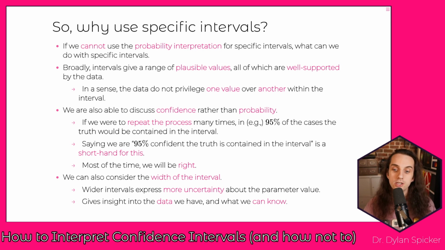Using the specific interval, we can think about it as giving a range of plausible values. We can think about it as being calibrated to some set level of confidence. And in order to understand that, we need to be thinking about repeating that process over and over again and knowing that we're going to be right most of the time. Or we can think about the width of the interval, and the width of the interval is expressing some level of uncertainty about what's going on.